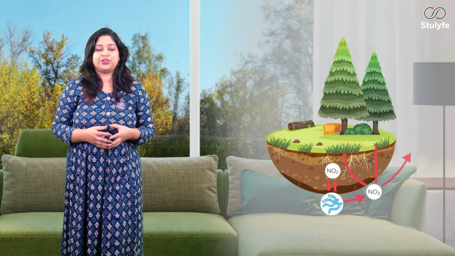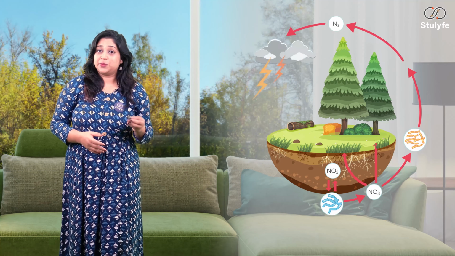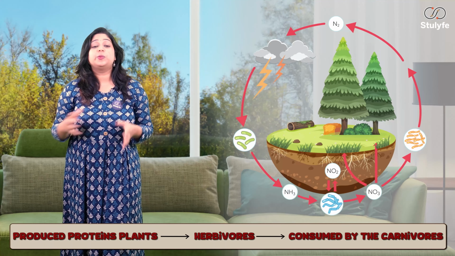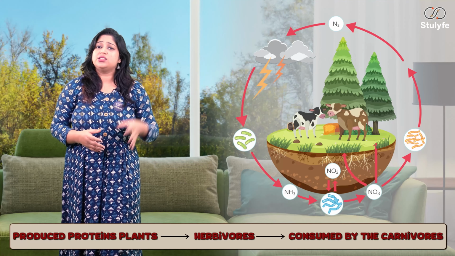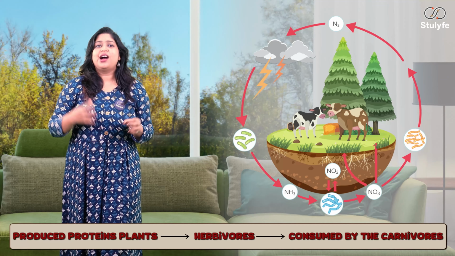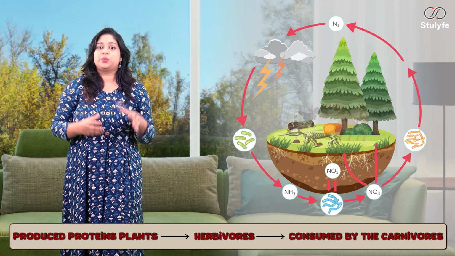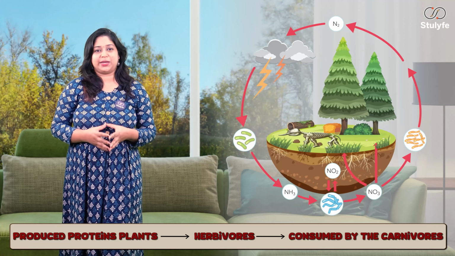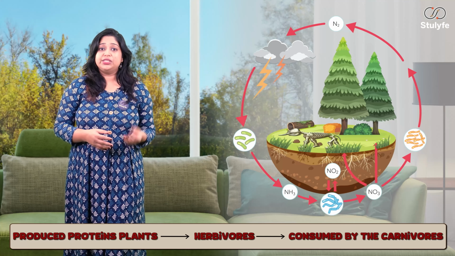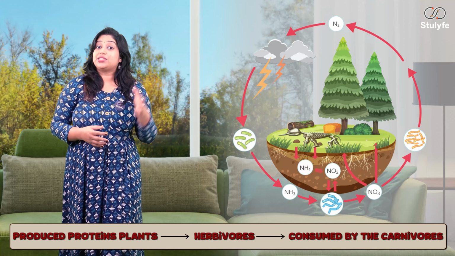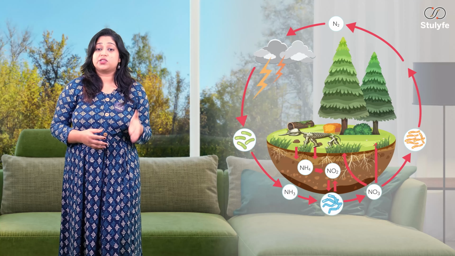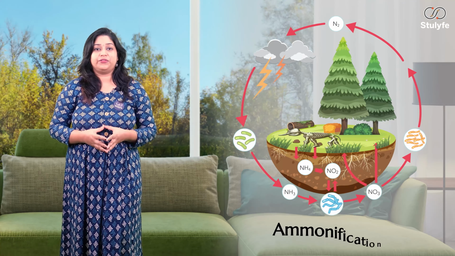Thank you, Mr. Rhizobium, for explaining nitrogen fixation to us. Once the nitrogen is fixed, the plants can utilize it for the production of proteins. These proteins of the plants are consumed by the herbivore, and the herbivore is consumed by the carnivore. When the plant, herbivores or carnivores die, the proteins from the body are decomposed by bacteria. The body proteins are broken down into ammonia, which is then released into the soil. This process of formation of ammonia is called ammonification.